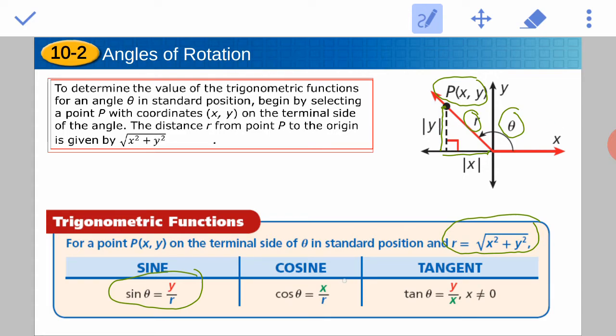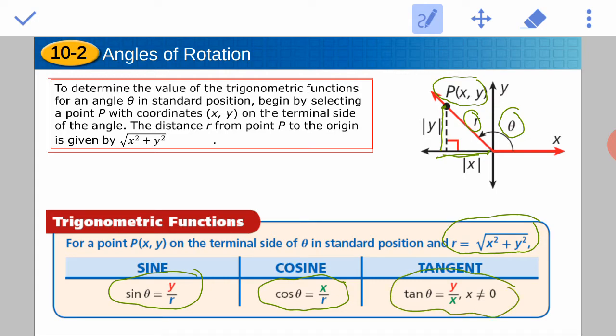The second trigonometric ratio, guys, is cosine theta. From your previous study in section 10-1, you know that cosine theta equals adjacent over hypotenuse. The adjacent is x and the hypotenuse is r, so cosine theta equals x over r. Tan theta equals opposite over adjacent. The opposite is y, the adjacent is x, so tan theta equals y over x.